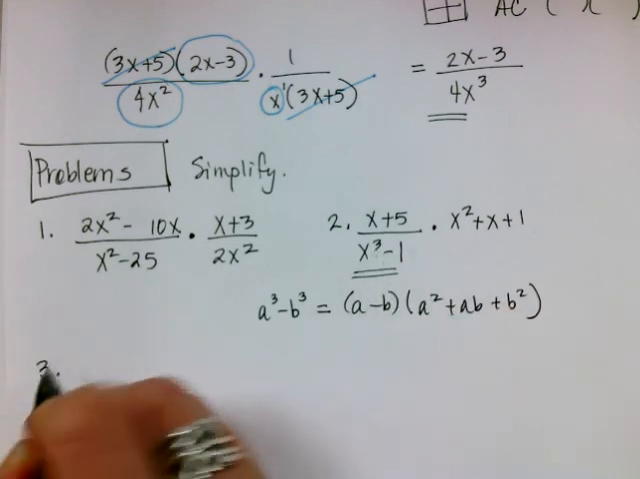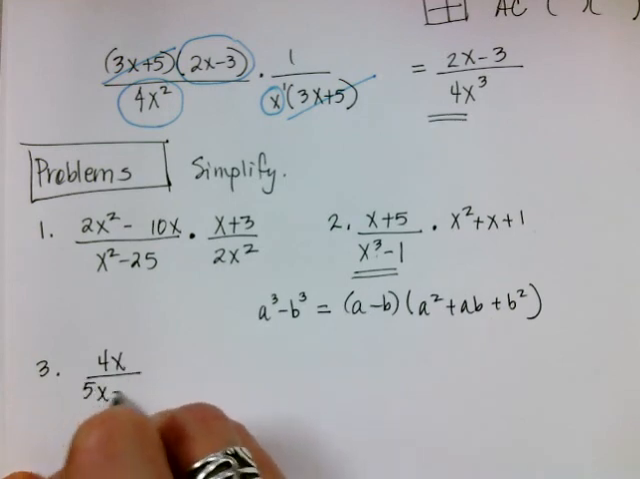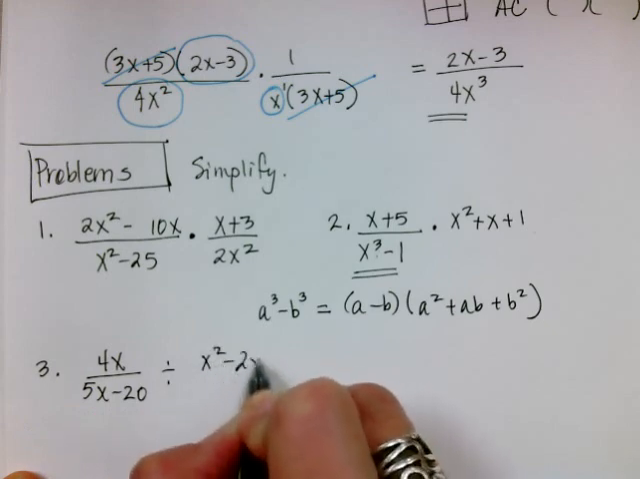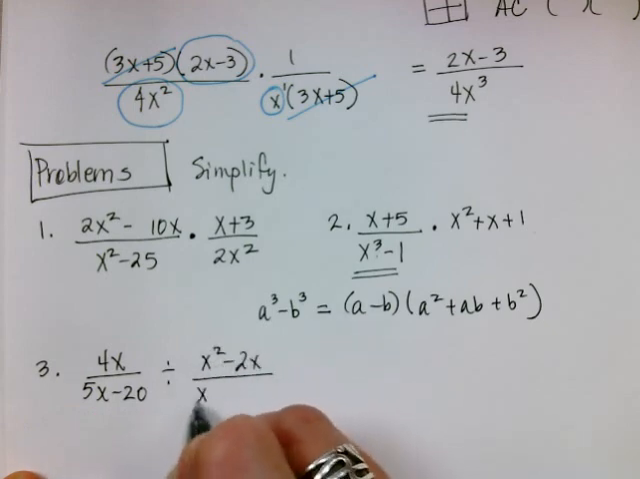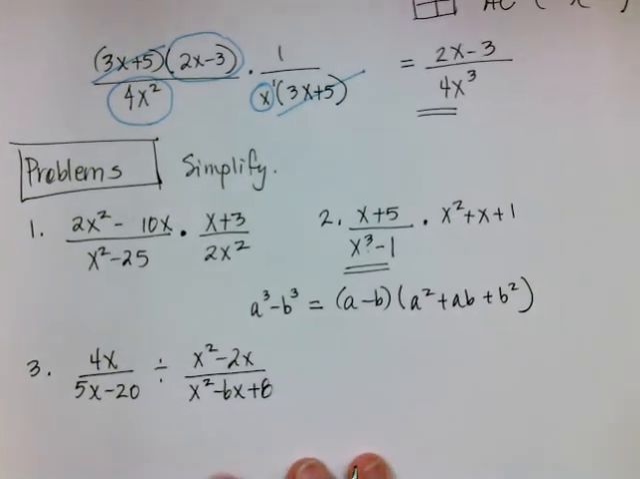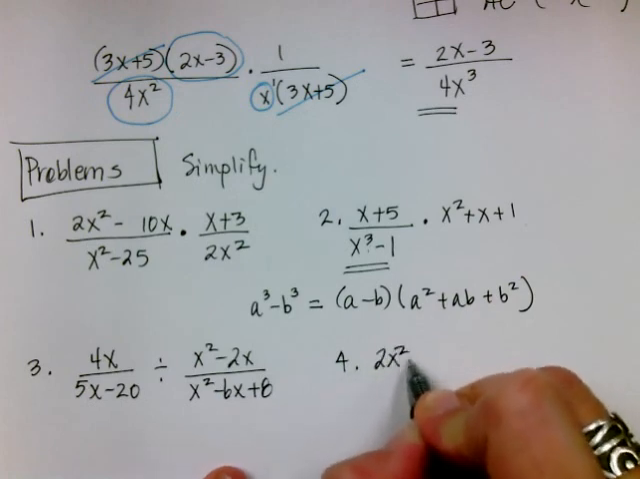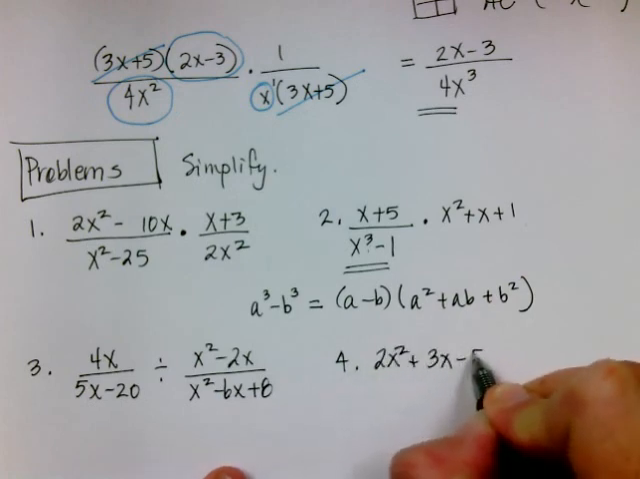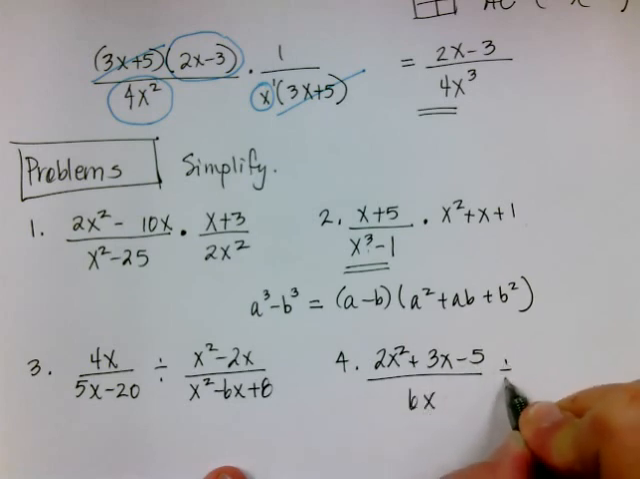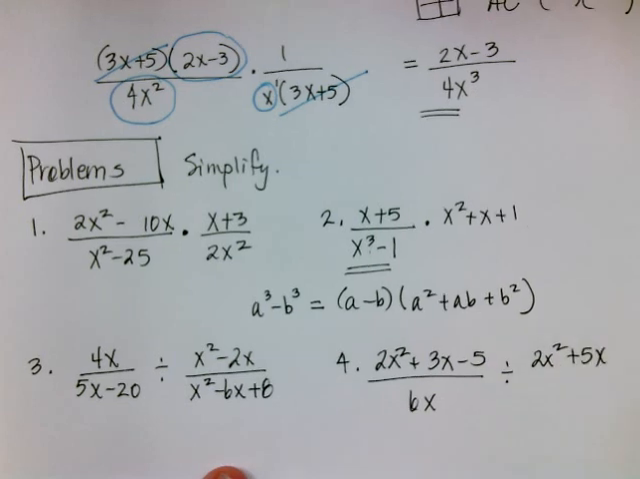Problem number 3. You're going to have 4x over 5x minus 20 divided by x squared minus 2x over x squared minus 6x plus 8. And then I have one more problem for you, number 4, 2x squared plus 3x minus 5 over 6x divided by 2x squared plus 5x.